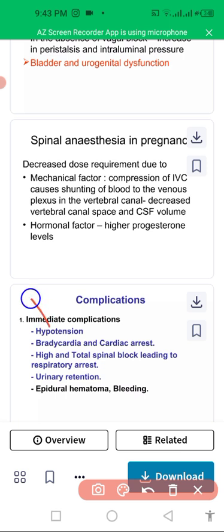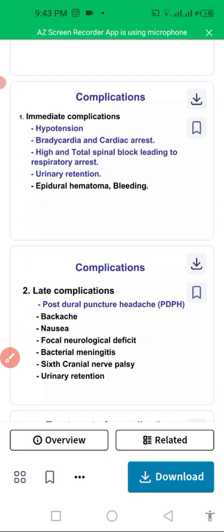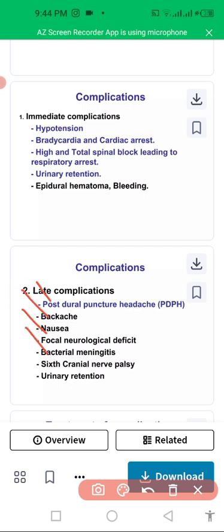Complications are immediate, like hypotension, bradycardia, cardiac arrest, total spinal block leading to respiratory arrest, diaphragm paralysis, and epidural hematoma. Bleeding will be there. Late complications are post-dural puncture headache, backache, nausea, focal neurological deficit, meningitis, and urinary retention.